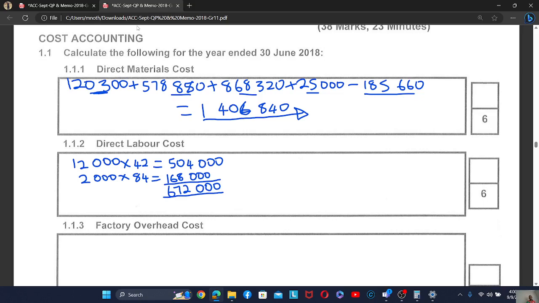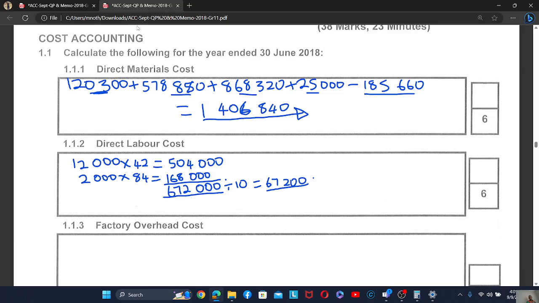So it's better maybe if we divide by 10, because this is for 10 employees. How much? 67,200. So each employee is 67,200. Is that for the whole year? Yes, it's for the whole year. So each employee per year is earning 67,200.